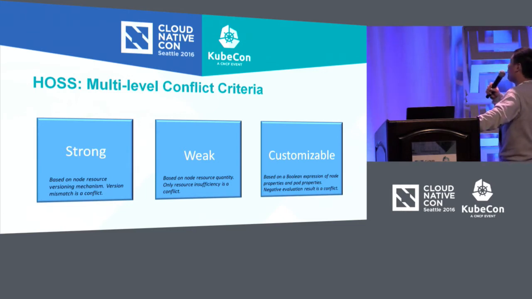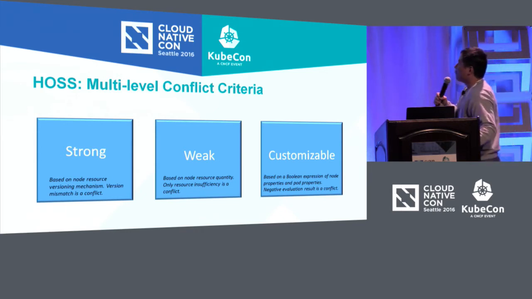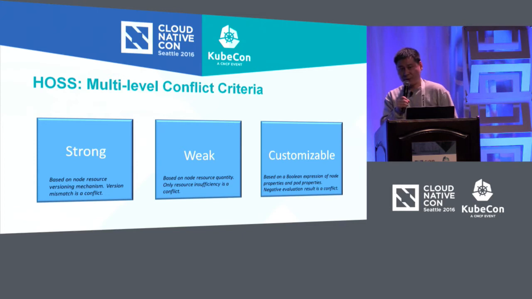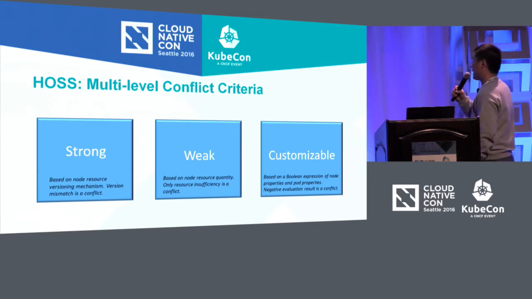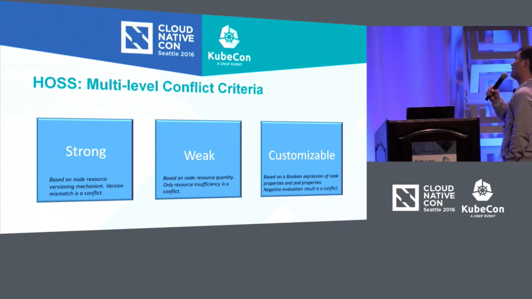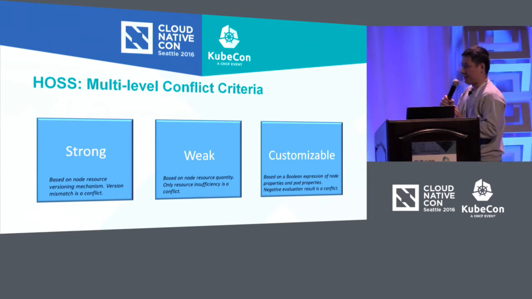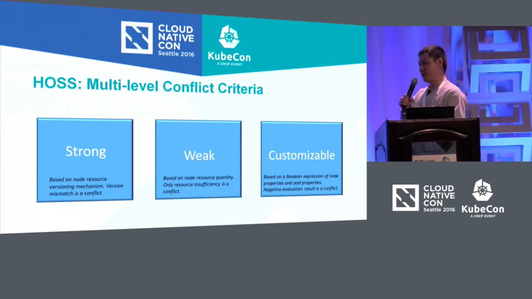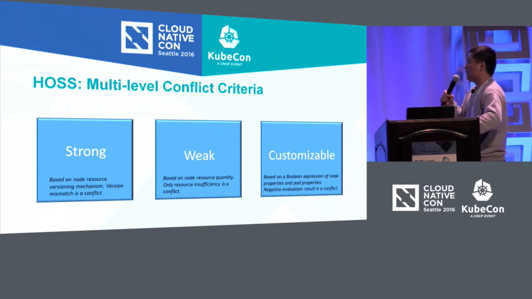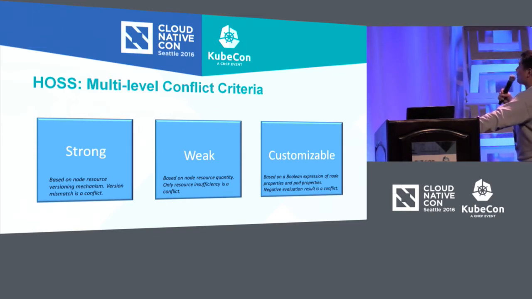And for the conflict criteria, we also provide a fine-grained model. Now there are 3 different conflict criteria in the system. Schedulers can choose the desired one based on its knowledge on the current pod or workloads. The first criteria is called a strong criteria, strong conflict criteria.